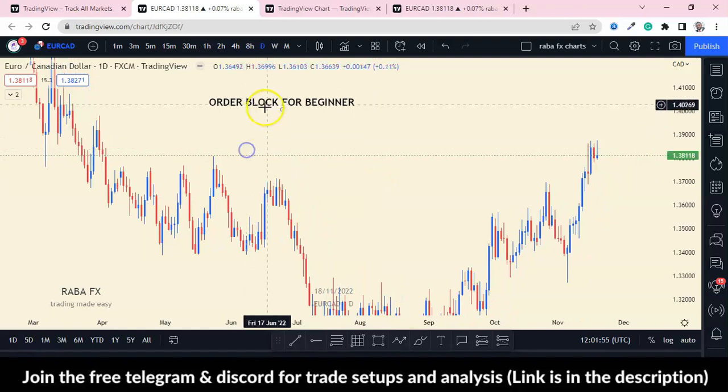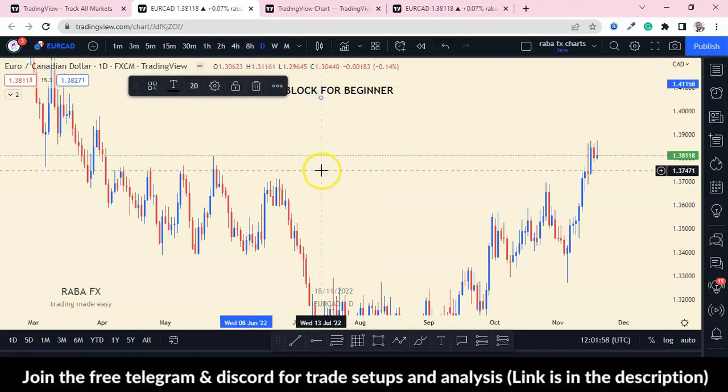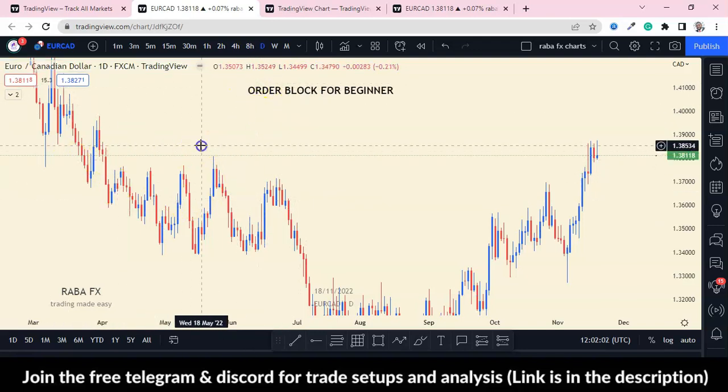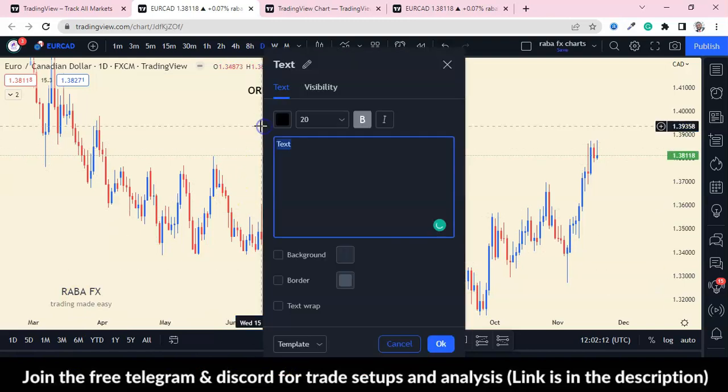So first things first, you need to understand what an order block is. An order block is simply a particular zone that led to price manipulation.